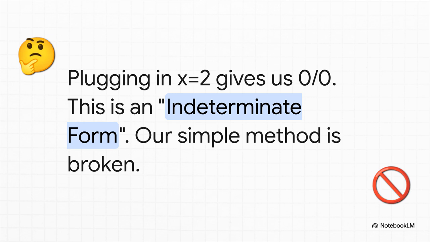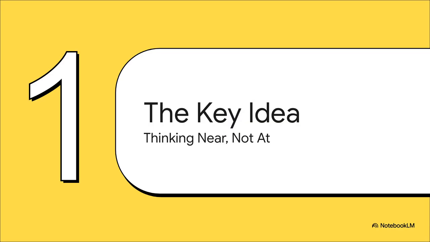Your brain might be screaming that the answer is 0, or maybe just undefined, move on. But in calculus, 0 over 0 is actually a signal. It's got a fancy name, indeterminate form, which is really just a way of saying, hey, the answer is hidden here, and your usual plug-it-in method is broken. We need a whole new way to think. And that new approach really requires a major shift in our perspective. Instead of asking what's happening exactly at a point, we're going to start asking what's happening near it. This, right here, is the absolute core idea of a limit.